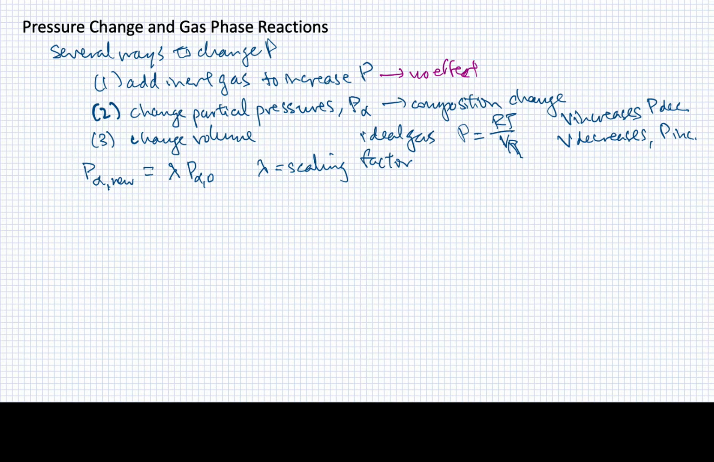Now I'll note a couple of things. One, if I'm decreasing the pressure, that means that lambda in this case is going to be less than 1. In other words, it's a fraction, so I'm decreasing the pressure. If I'm increasing the pressure, then lambda has to be greater than 1. Okay, so there are going to be at least two different conditions here that are going to affect the outcome of doing this.